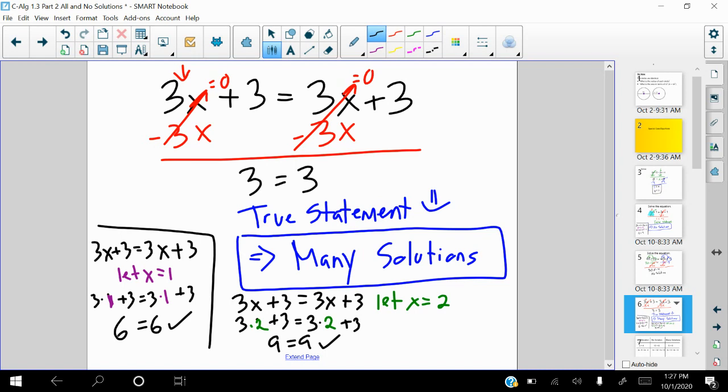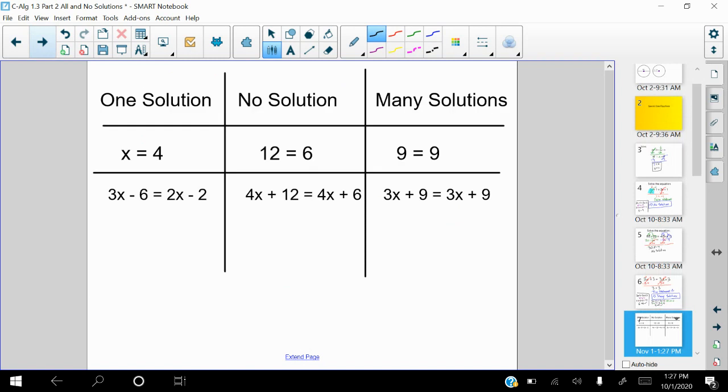So here's a quick visual to help you out with that. When we have a one solution setup, we're going to get an answer. So for example, we're going to have x is equal to 4. And it's going to have our variables, the coefficients are going to be different. Notice here that we have a coefficient of 3 and a coefficient of 2. This is what we call a normal solution or a one solution case.